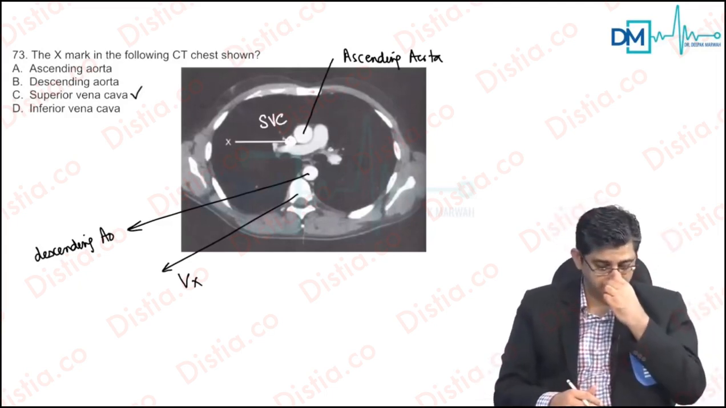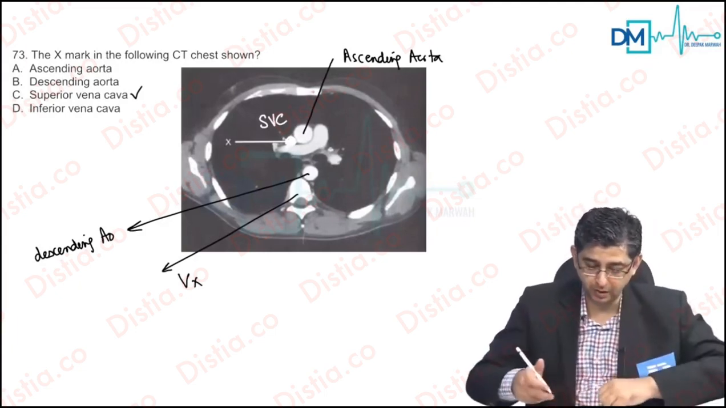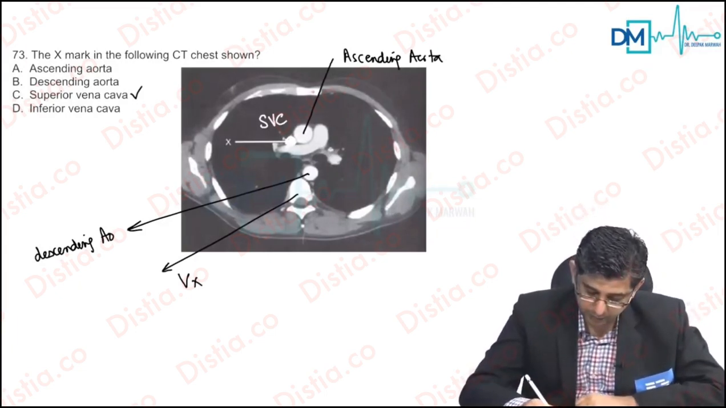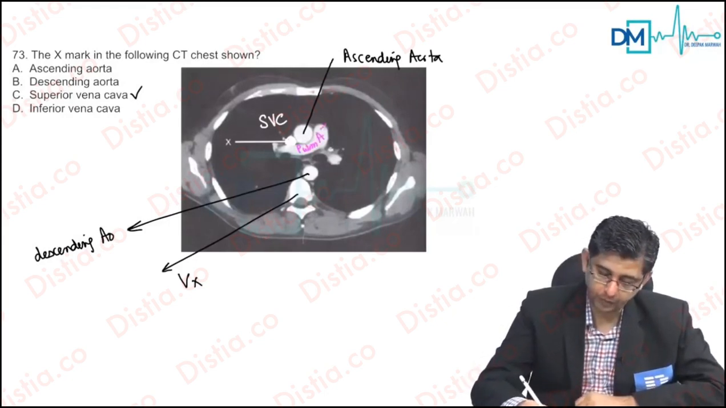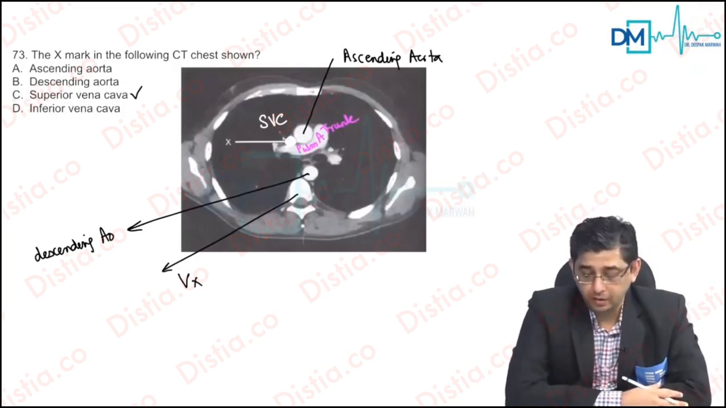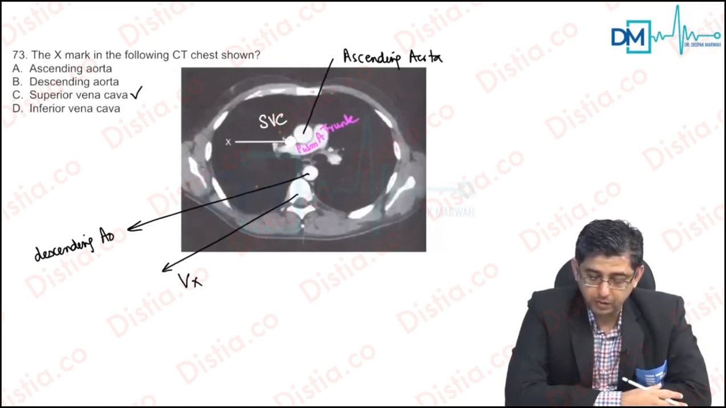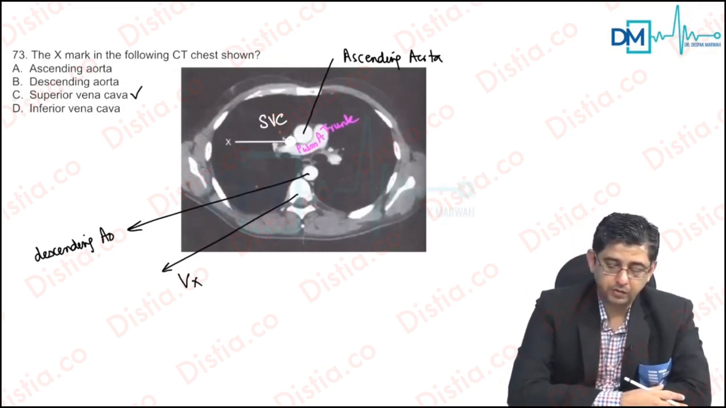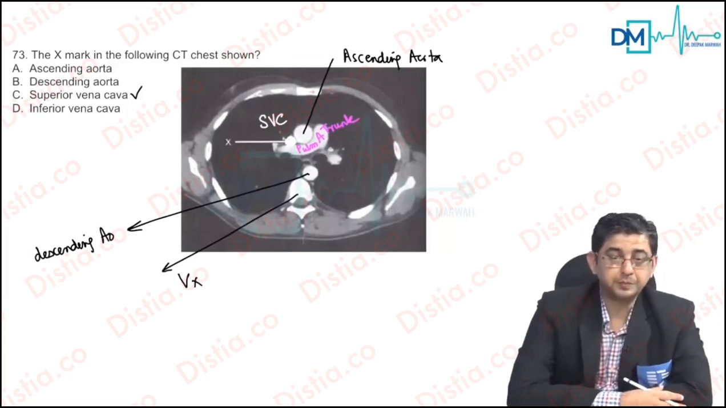The question is just seeing whether you are able to evaluate the structures correctly. The structure marked here, this one, is the pulmonary artery. This is the pulmonary artery trunk. You can identify the structures once again. The two structures are representing the aorta, the ascending and the descending aorta. Then is the pulmonary artery trunk, and lateral to that is the superior vena cava of the patient.